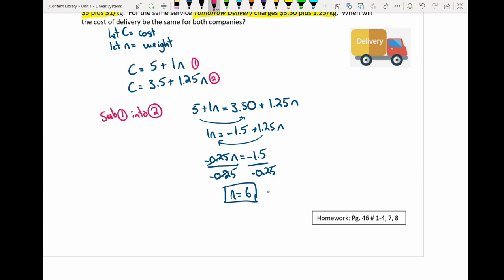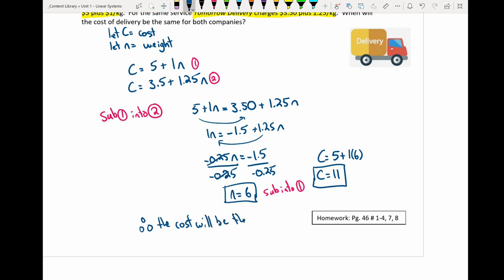And then if I want, I can sub this back into equation 1, so that C equals 5 plus 1 times 6, and C equals 11. So therefore, the cost will be the same, and in brackets we can say $11, when the package weighs 6 kilograms.